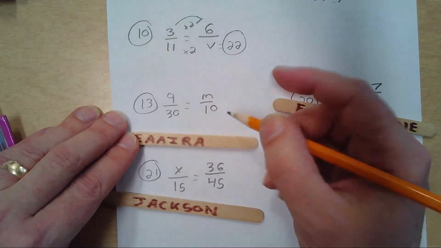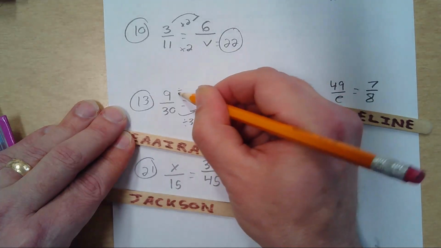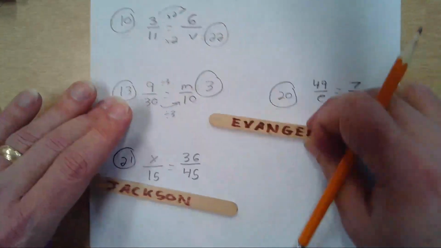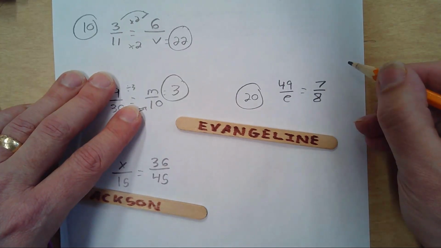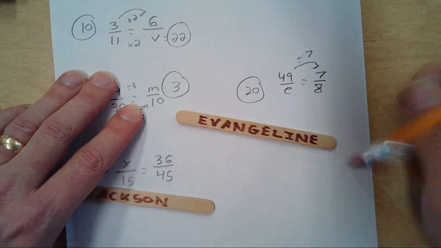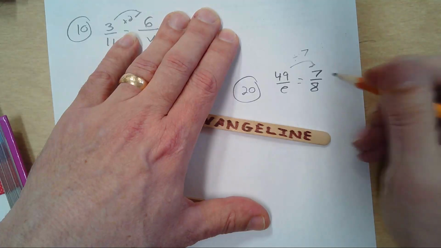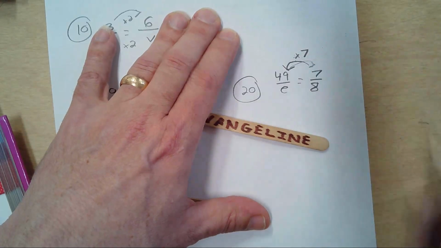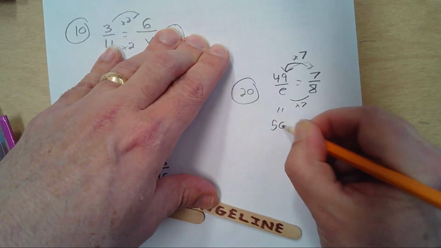All right, Sierra, what's my rule? Division by 3. Right. So got it from here to here, divided by 3. 9 divided by 3 is 3. Good. Evangeline, what's the rule? Division by 7. Yep. Actually, we're going the other direction here. What did you get for E? 56. Right. So you have to multiply, going this way, multiplying by 7. Right. So E does equal 56.